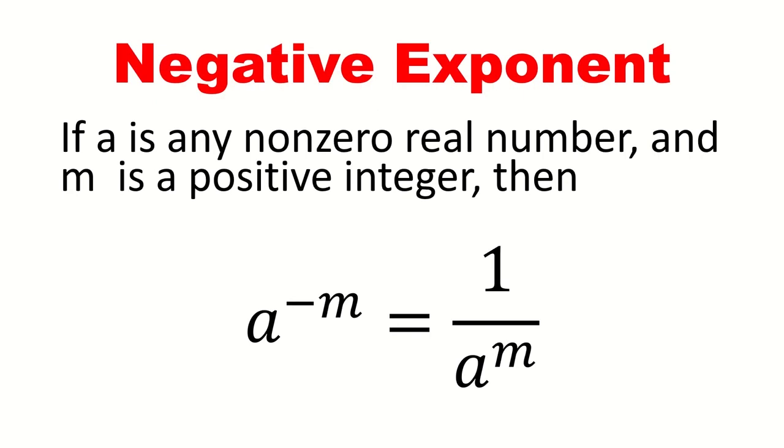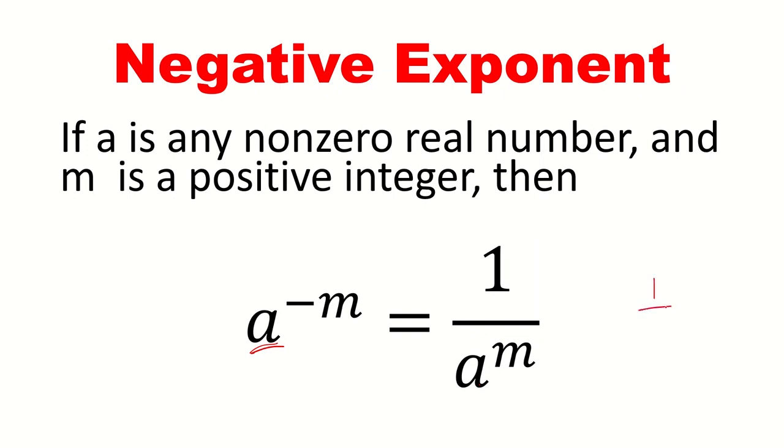So kung meron tayong negative na exponent, yung gagawin lang natin is ililipat lang natin siya dun sa baba. So kung nasa numerator siya, negative yung exponent, lagay lang natin siya dun sa denominator, and then we can already change that exponent into positive. And similar, if nasa baba naman yung a na may negative exponent, ilalagay natin siya sa numerator.